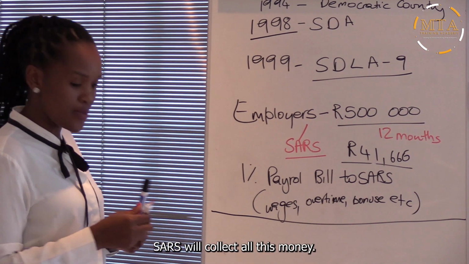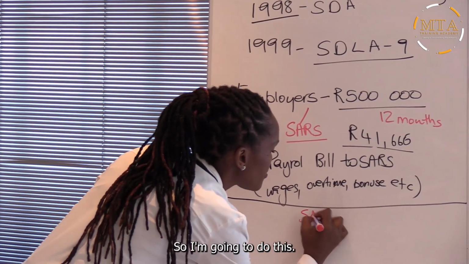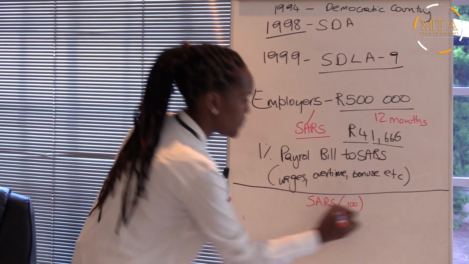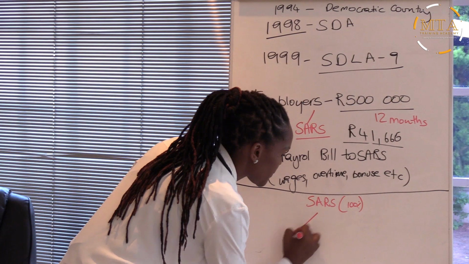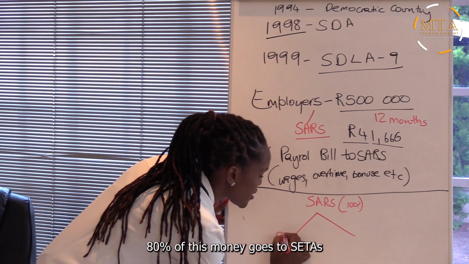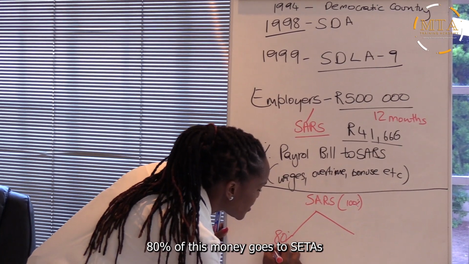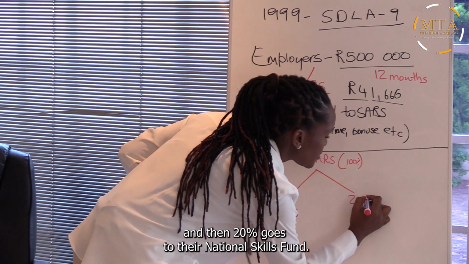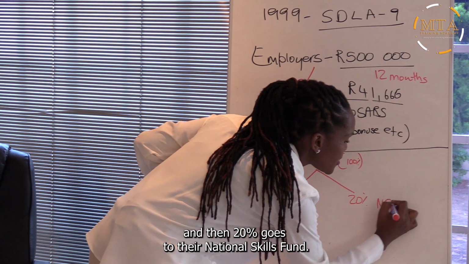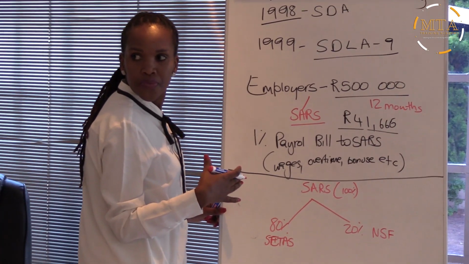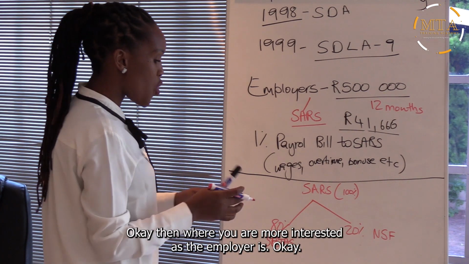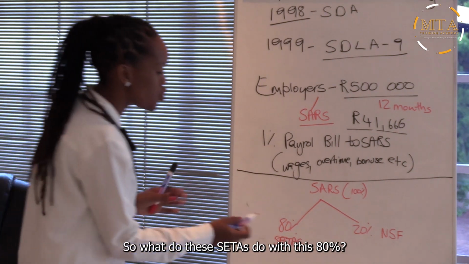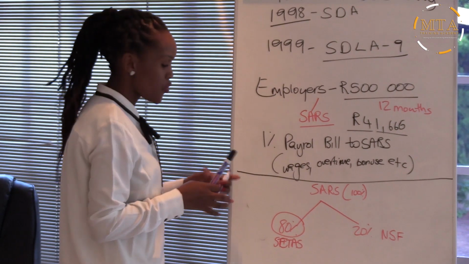SARS will collect all this money. So I'm going to do this. SARS has collected your levies, 100%. All right. What happens to that money? 80% of this money goes to Setas. And then 20% goes to the National Skills Fund. Okay. Then where you are more interested as the employer is, okay, so what do these Setas do with this 80%?